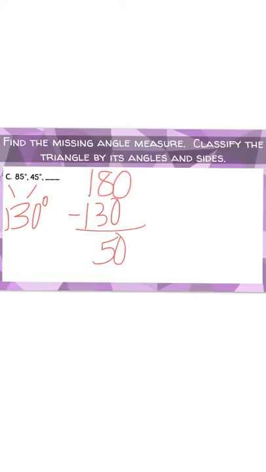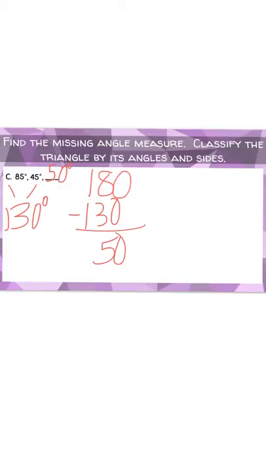C, 85 degrees and 45 degrees. Again, all three add up to 180 degrees. So if you add 85 and 45, you will get 130 degrees. If you subtract that from 180, you get 50 degrees. So the last angle is 50 degrees.